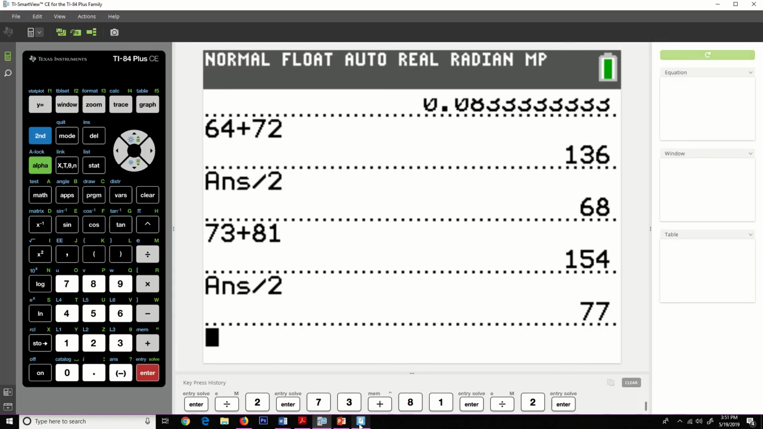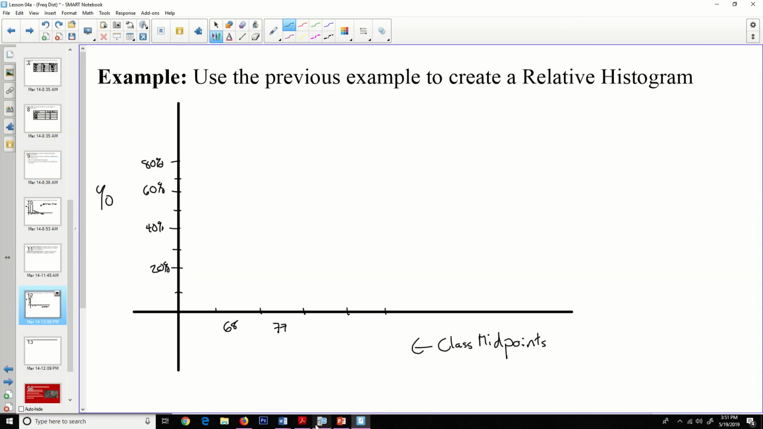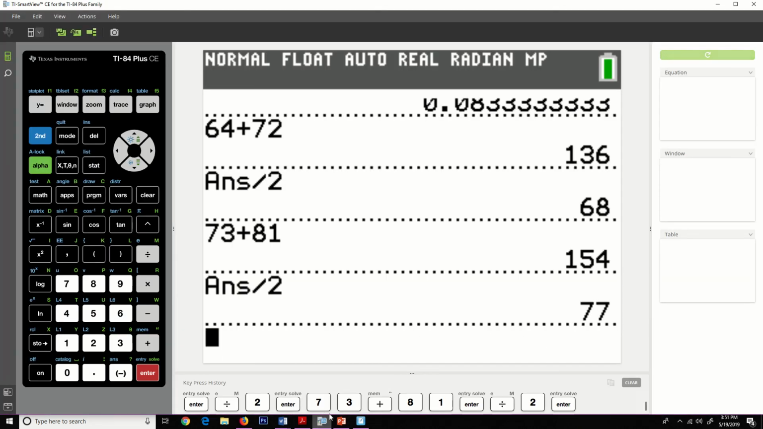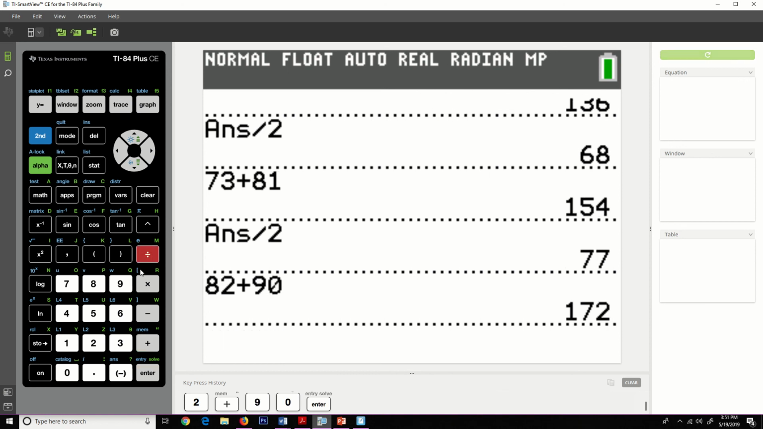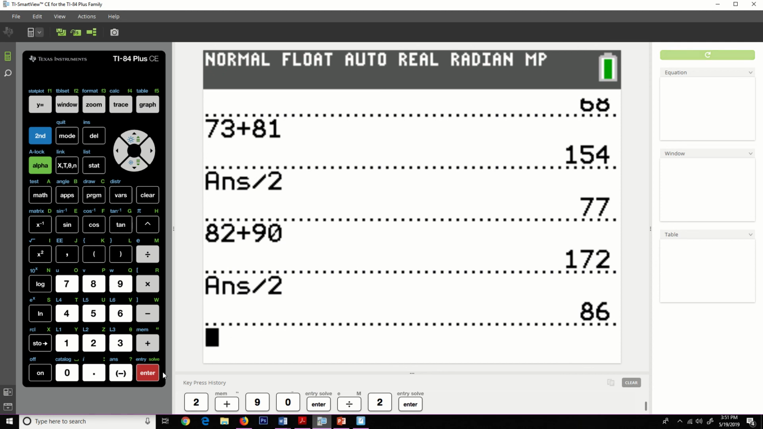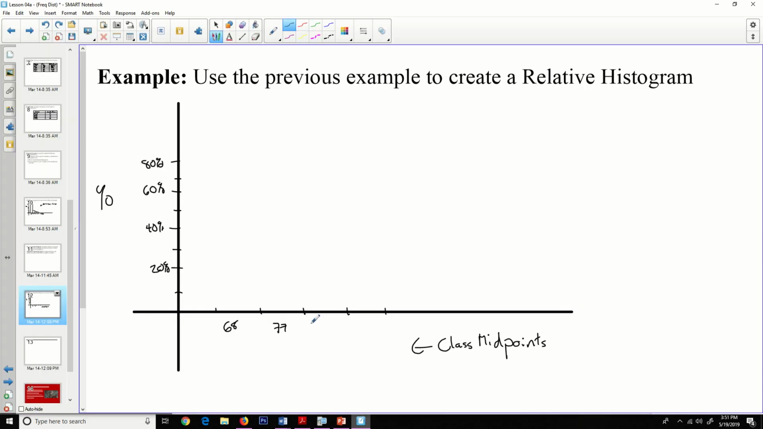And then the next one was, check my notes here, sorry, 82 and 90. I can do that one in my head. 82 and 90 is going to be 172 divided by 2 is 86. So we'll go 86 right there.